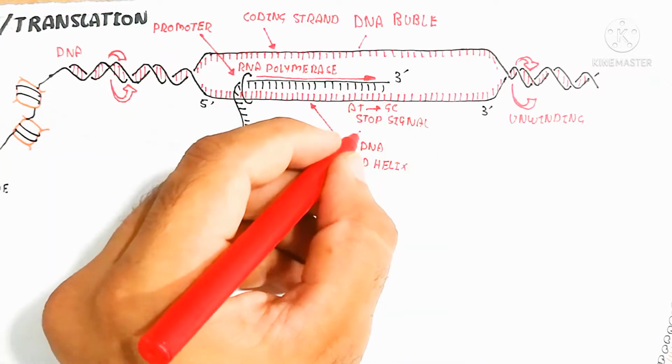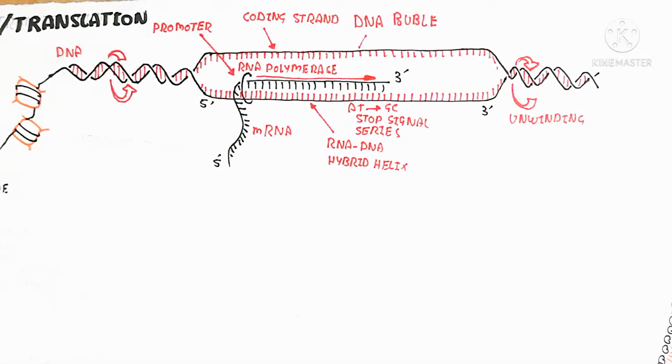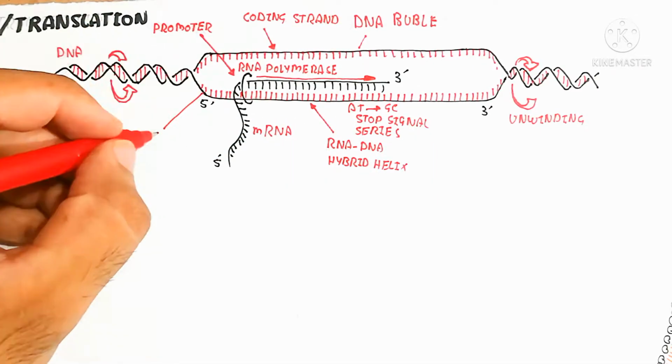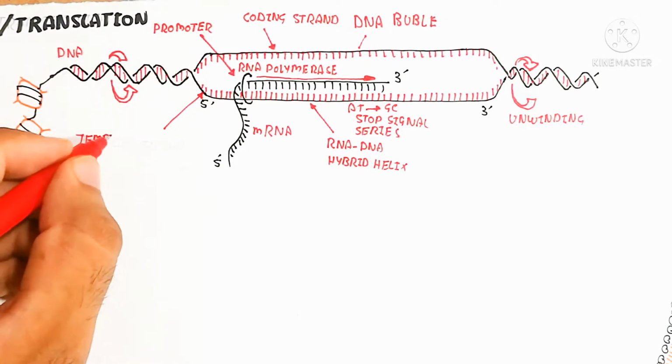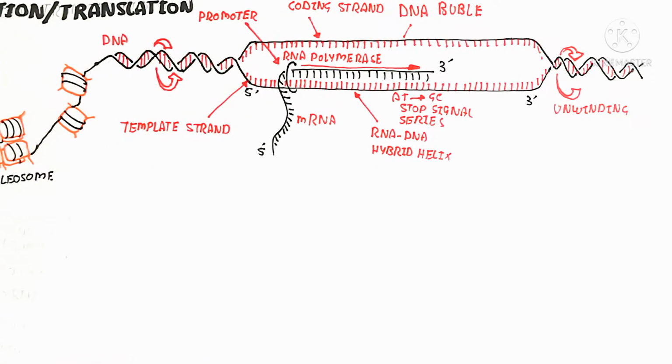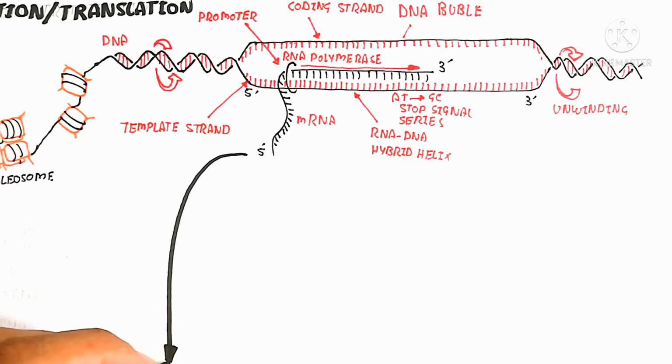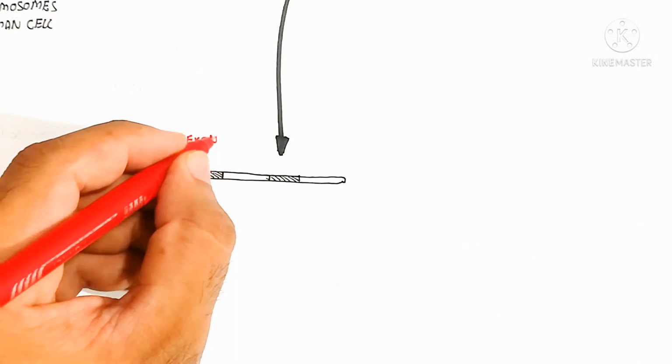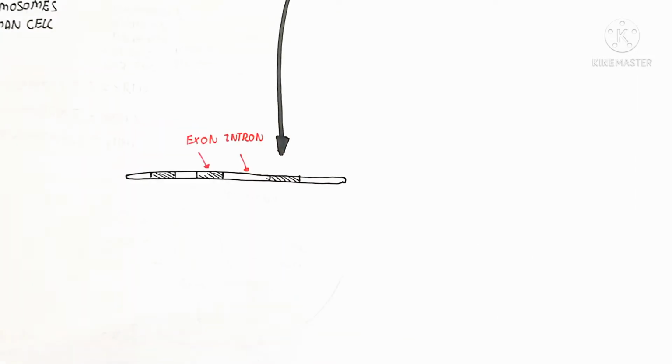That's a mistake. So here the last one is the stop signal, a series of adenine, thymine, guanine, cytosine. So the RNA-DNA hybrid helix will be formed. So this is the template strand. So let's begin to understand. After the transcription, the stop signal or termination will begin and produce the messenger RNA.